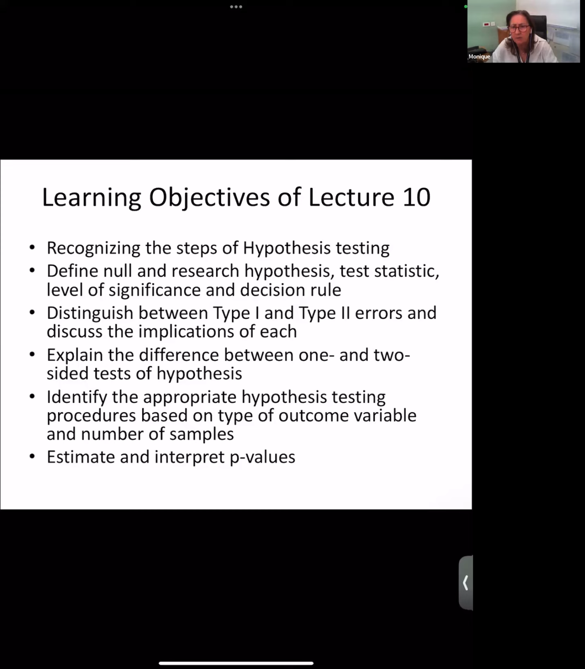whenever we have an outcome and based on also the number of samples and the type of outcome, meaning that sometimes we are testing difference between 2 means, 2 proportions, so the outcome variable could be continuous or categorical, or sometimes we are comparing 2 samples and sometimes we're only talking about 1 sample as we're going to do today. And the last learning objective is how to estimate and interpret p-values.